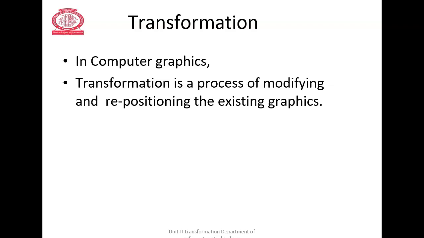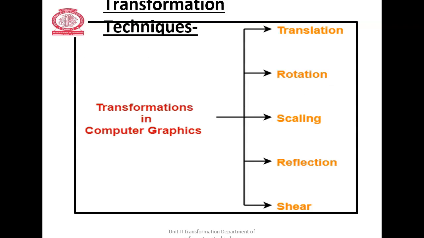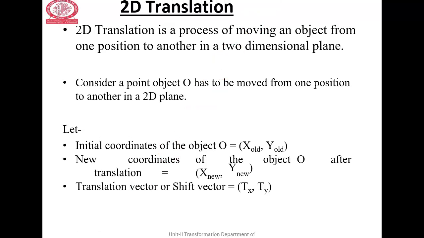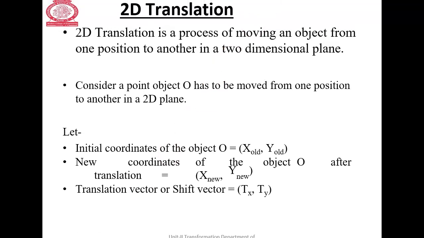So transformation is the process of modifying and repositioning the existing graphics. There are various transformation techniques which I have just now explained, and from our syllabus, these 4 to 5 transformations are to be explained. First one is translation, rotation, then scaling, reflection, and shearing. First one we will see is 2D translation.